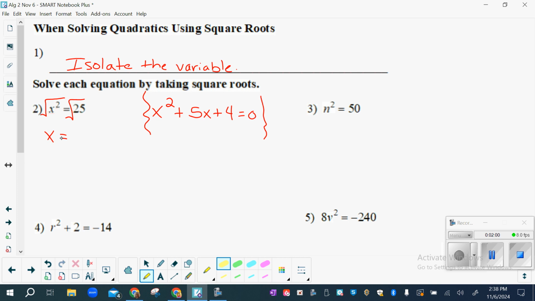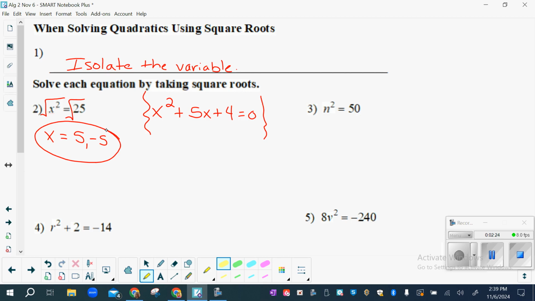No. Okay, what's the square root of 25? 5. We get 2 answers. What's my second answer? -5. Really common to forget that -5. See how this is a 2 here? Almost always you're going to get 2 solutions because of that 2.